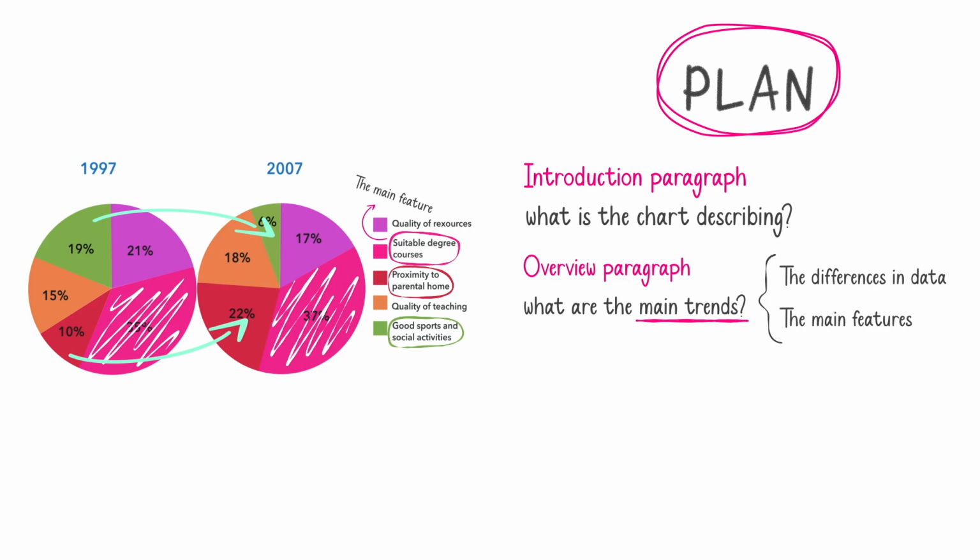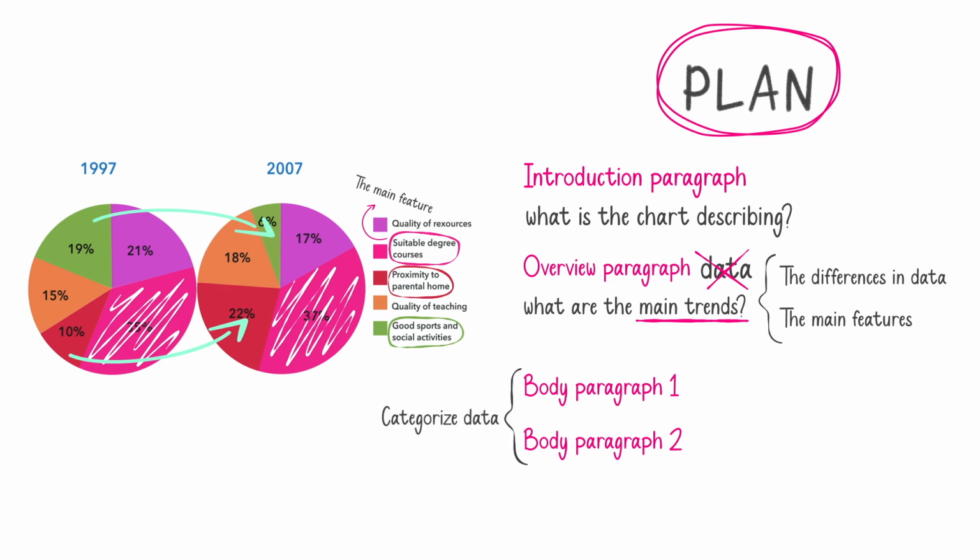And you know that in writing our overview paragraph, we should not talk about data. Never write anything about percentage or the units of measurement, all right? So just talk about the main features and main trends. And in paragraph 3, which is our first body paragraph, and paragraph 4, which is our second body paragraph, we have to categorize data here. Sometimes students talk about, for example, 1997 in the first body paragraph and 2007 in the second body paragraph. That is not a good way to analyze data.